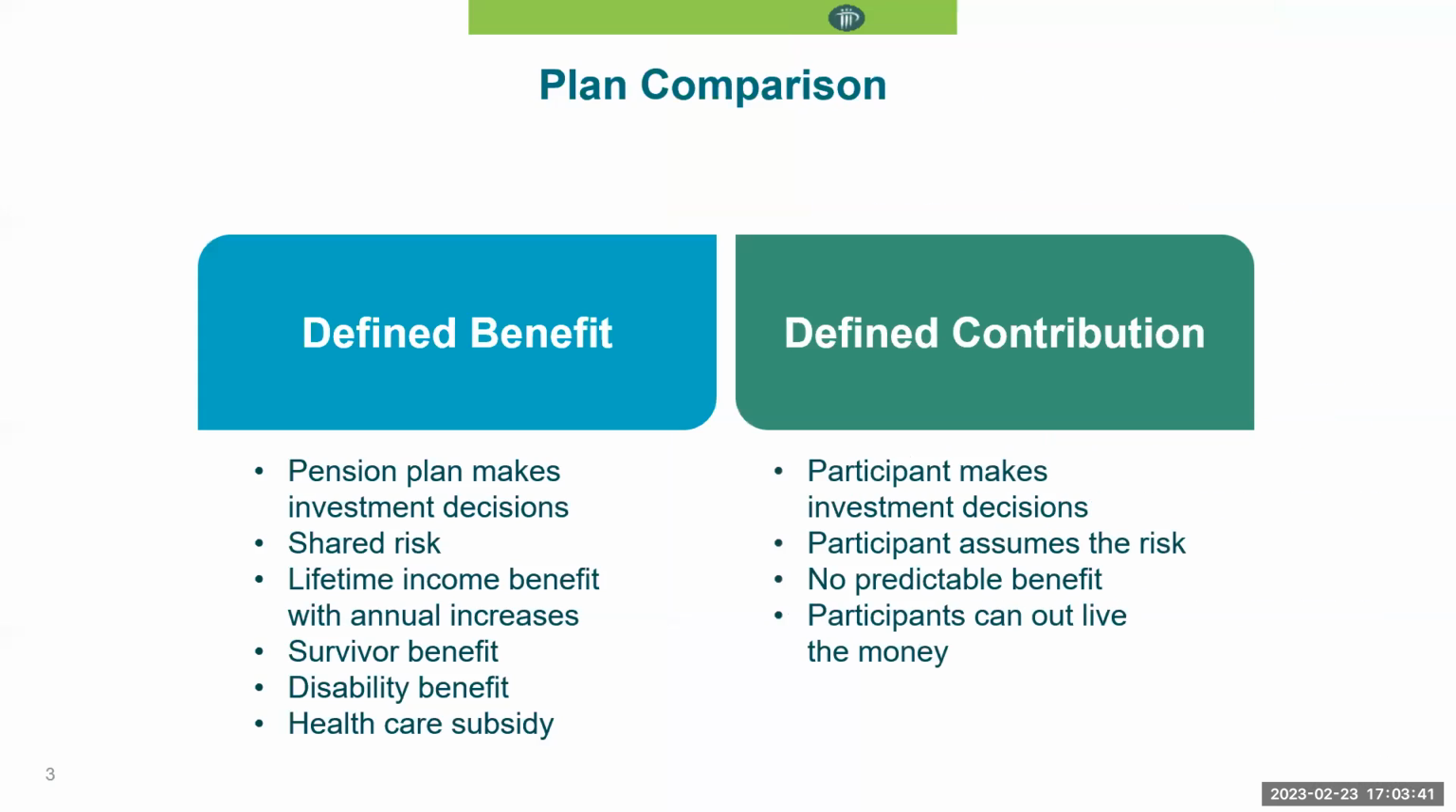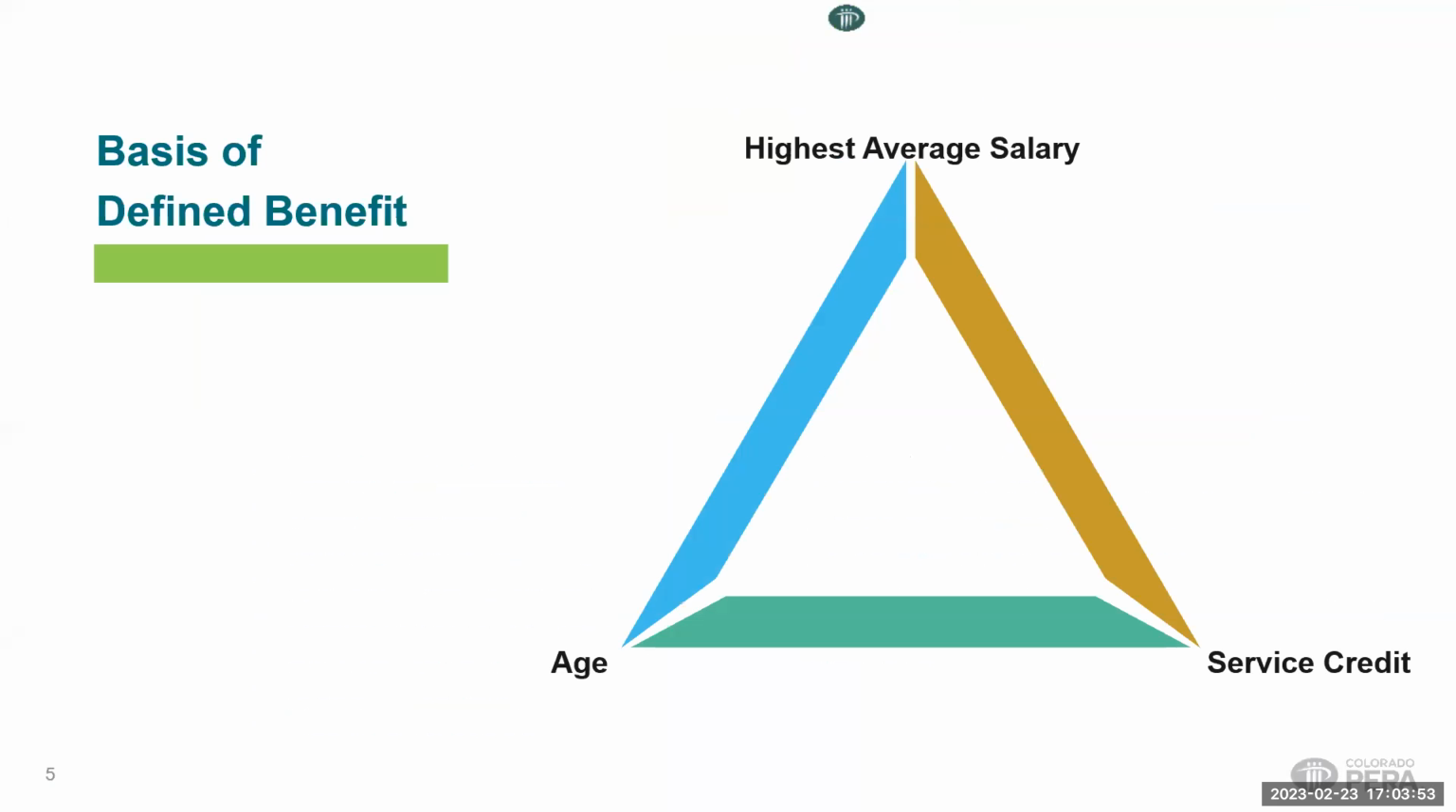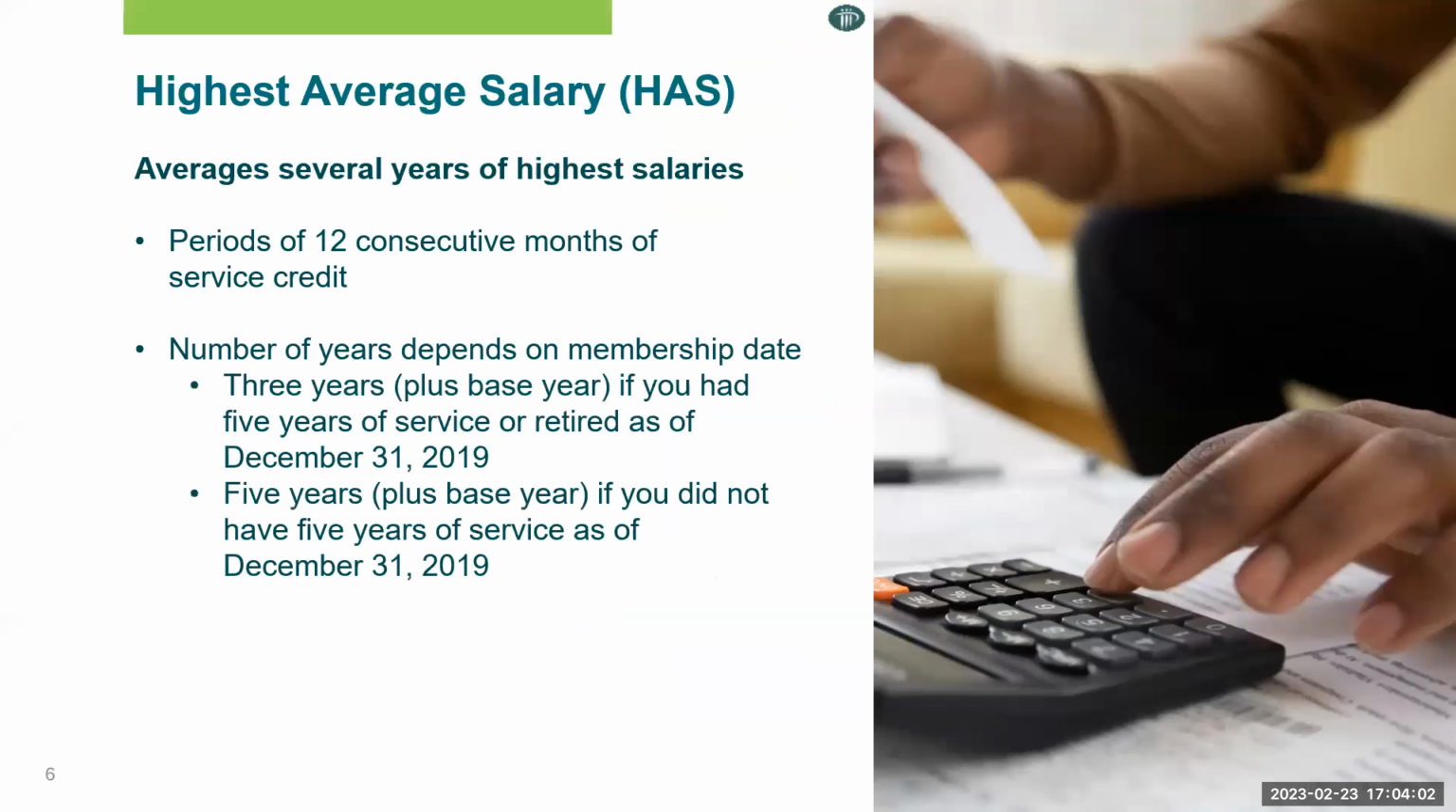So all of you probably know that you're in a pension plan by now, hopefully, and a pension just pays you a lifetime benefit, okay, once you retire. Now, the biggest question we usually get is, how is that benefit calculated? And it's going to be based on your highest average salary, your age, and years of service. I find that highest average salary can also be something of a pain point for people.